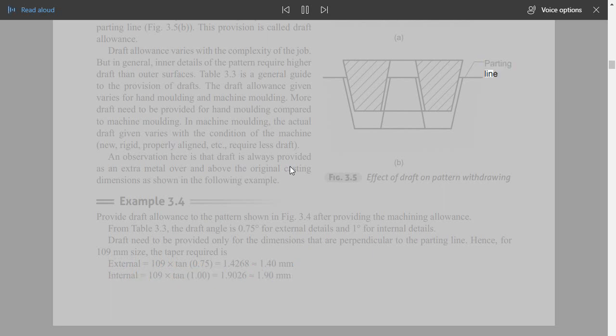Parting line. A. B. Fig. 3.5 Effective draft on pattern withdrawing.